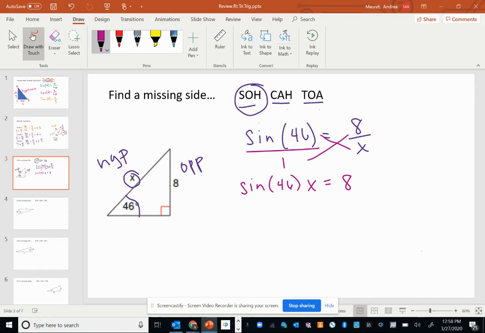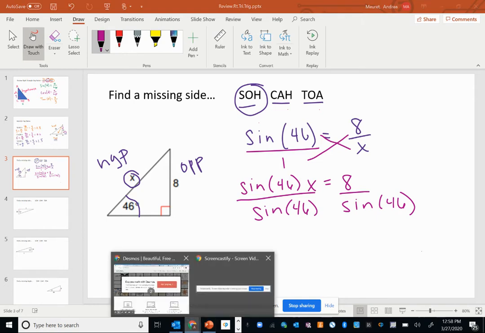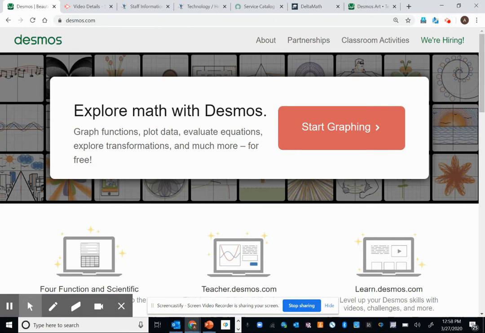And so to get x all by itself, we can divide by the sine of 46. And we'll do that on both sides of the equation. So to divide 8 by the sine of 46, you're going to need to have a calculator that has sine, cosine, and tangent on it. And so most calculators do, the scientific calculators, the graphing calculators. And if you don't have one of those available, you can always use Desmos.